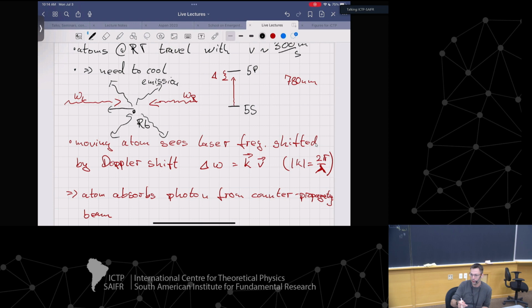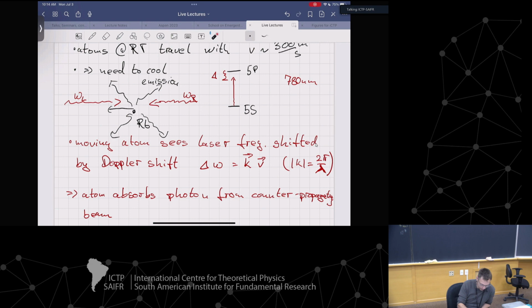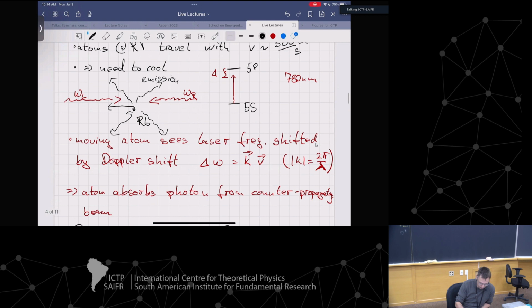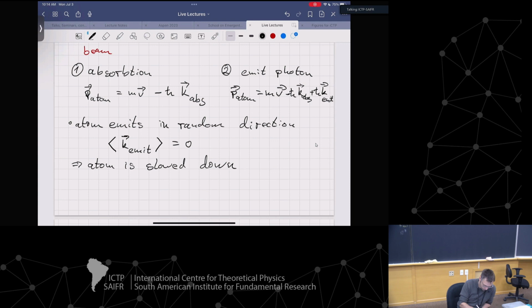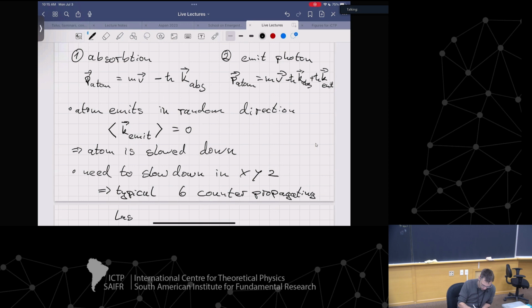So what we need is also this other beam going in the other direction. And then, okay, we want to slow down in three dimensions, so we need six, or at least laser beams from all directions. We need to slow down in x, y, z. Typical: six counter-propagating laser beams. And okay, so that's why we have so many laser beams.